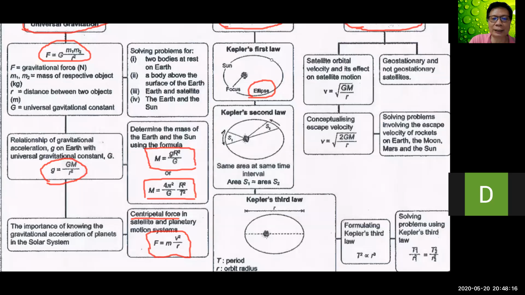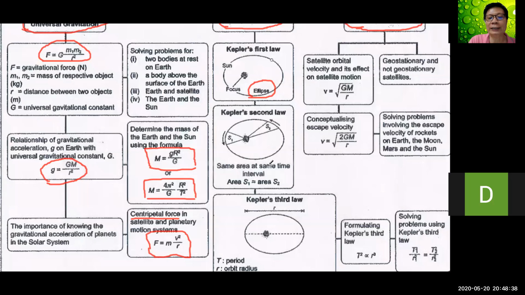If the periods are the same, say here is 20 days, here also 20 days, then it will cover equal areas. That's it. When the time taken to move from here to here and here to here is the same, it will cover the same area. This area S1, S2 also the same. This is Kepler's second law.